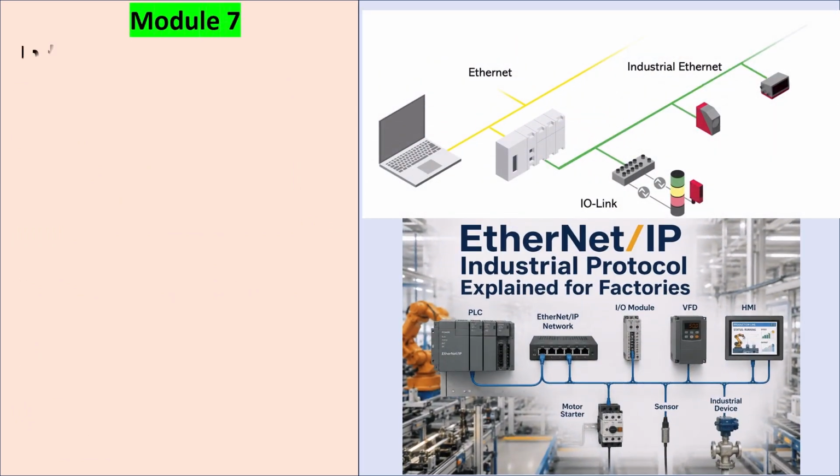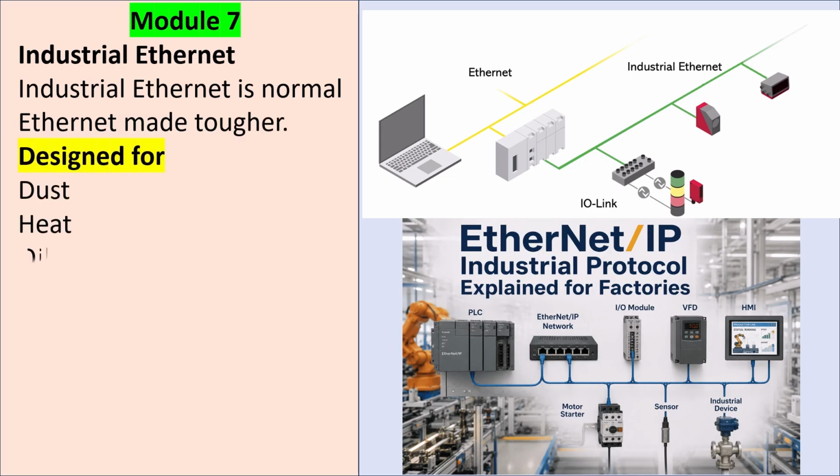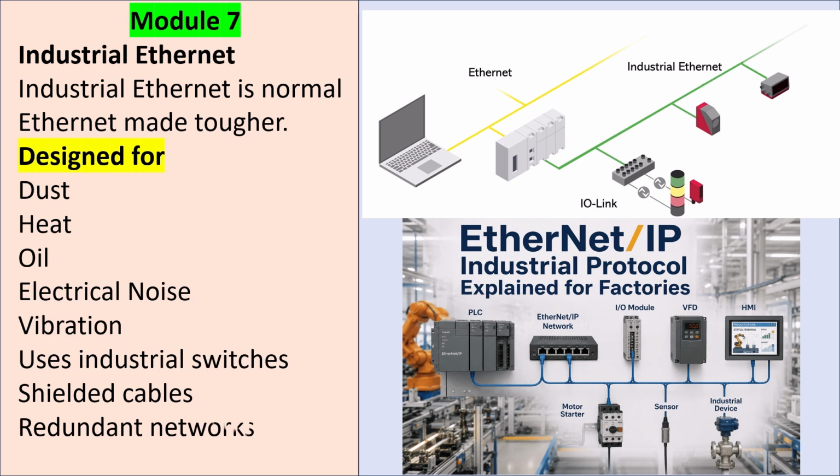Module 7. Industrial Ethernet. Industrial Ethernet is normal Ethernet made tougher. It's designed for dust, heat, oil, electrical noise, and vibration. It uses industrial switches, shielded cables, redundancy networks, and fast recovery.